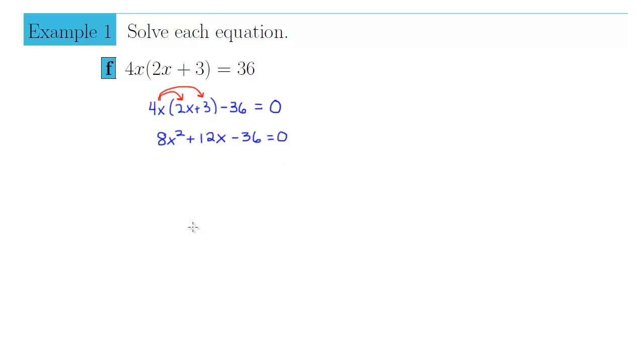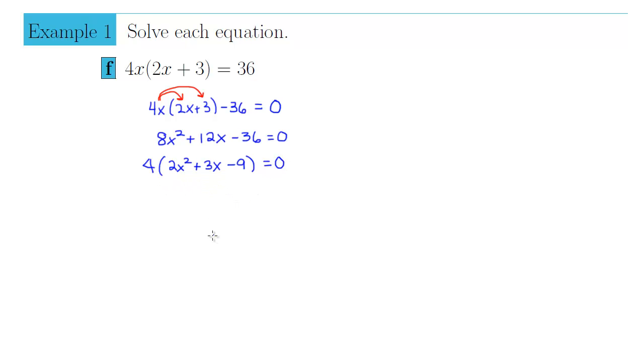We want to factor this polynomial. Observe that we can take a common factor out from each term before we actually go on to factor farther. What number goes into 8, 12, and 36? Well, the biggest number that I can think of would be 4. So let's take out the common factor of 4 from each of these terms. That leaves us in the parentheses with 2x squared plus 3x minus 9. And that's all equal to 0.